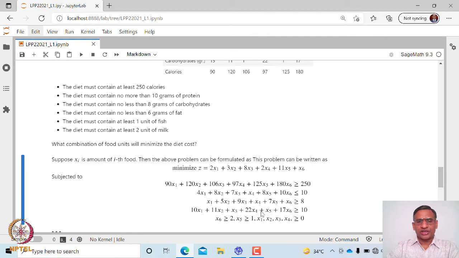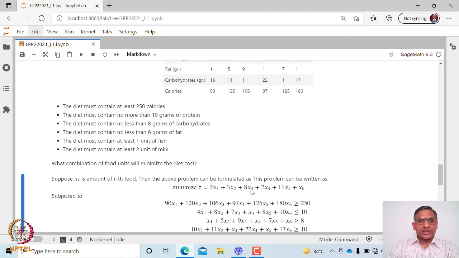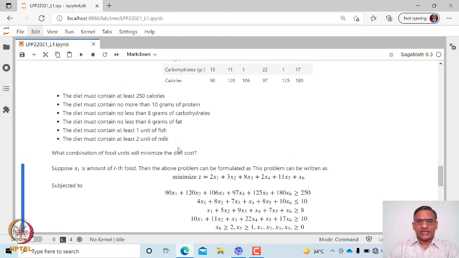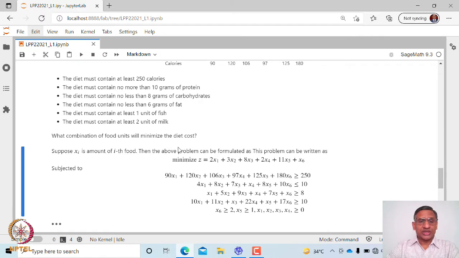Similarly, you have the third constraint for the carbohydrates, and the fourth constraint is for fat. And then you are also given that the diet must contain at least 1 unit of fish. So x5 should be greater than or equal to 1, and the diet must contain at least 2 units of milk. Therefore x2 is greater than or equal to 2. So these two are also constraints, and of course all these x1, x2, x3, x4, x5, x6 are non-negative.